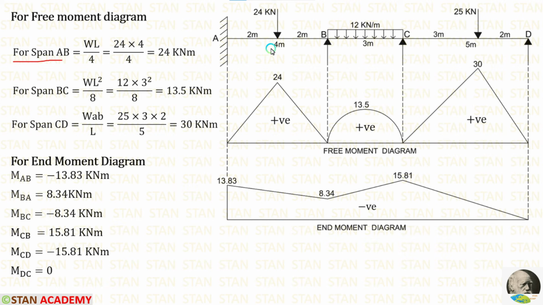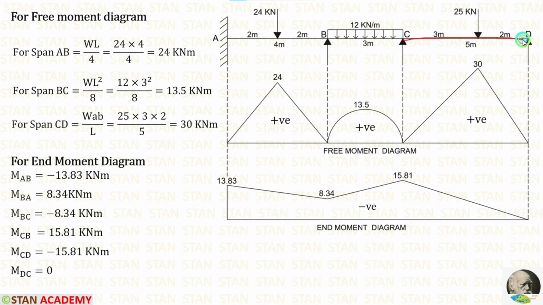If in the simply supported beam, point load is acting on the center, the formula to calculate the maximum bending moment is WL upon 4. Here W is 24, L is 4. When we apply in the formula, we are getting 24 kN meter. If in the simply supported beam, UDL is acting for the full span, the formula to calculate the maximum bending moment is WL square upon 8. Here W is 12, L is 3. When we apply in the formula, we are getting 13.5 kN meter.